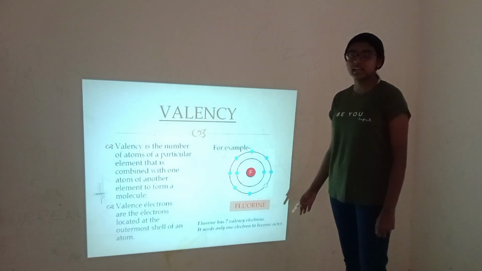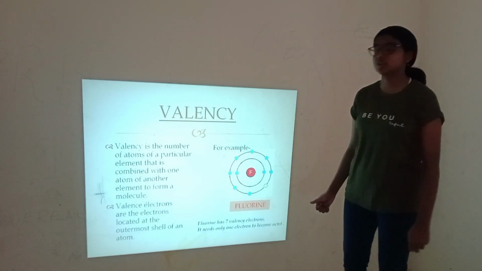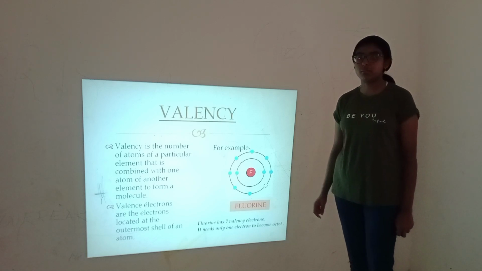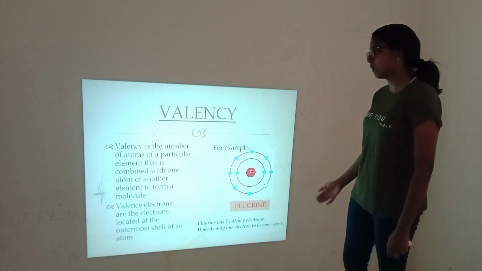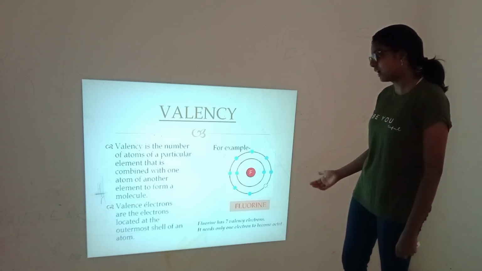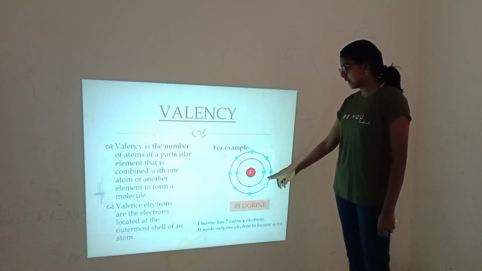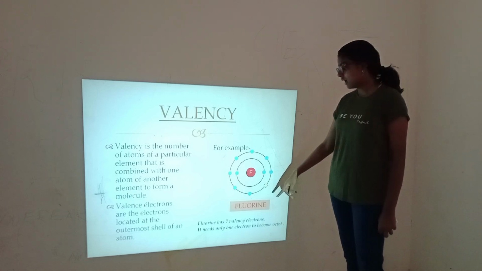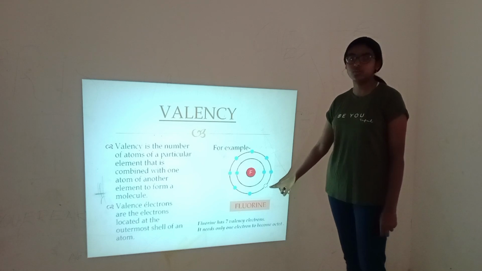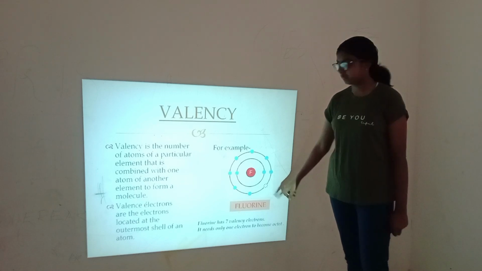Next we have valency. Valency is the number of atoms of a particular element that combine with one atom of another element to form a molecule. Valence electrons are the electrons located in the outermost shell of the atom. For example, fluorine has 7 valence electrons. It needs only one electron to complete its octet.